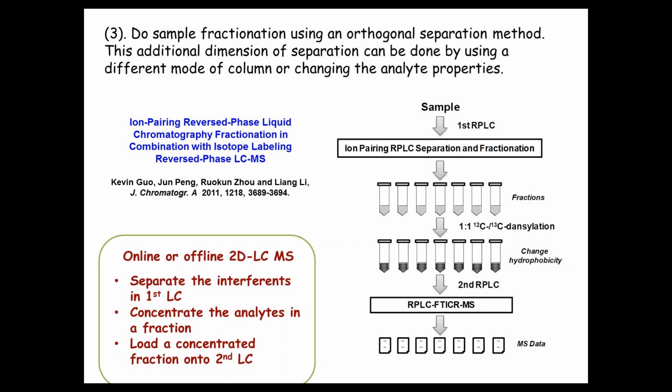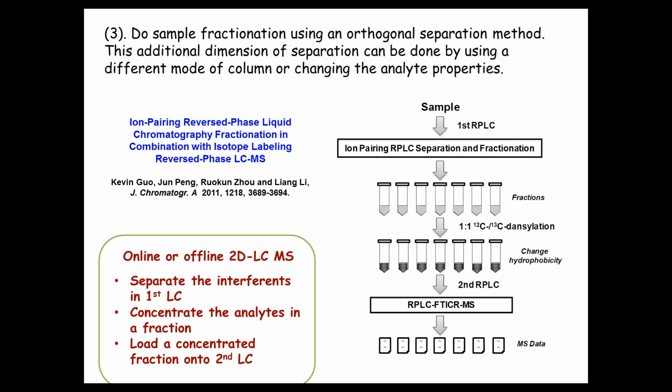For example, we can use a reverse phase LC column to separate metabolites, followed by dansylation labeling for each fraction, then injecting the dansylated fraction into the second dimension reverse phase LC for MS detection. In general, multi-dimensional separation can be performed either online or offline.